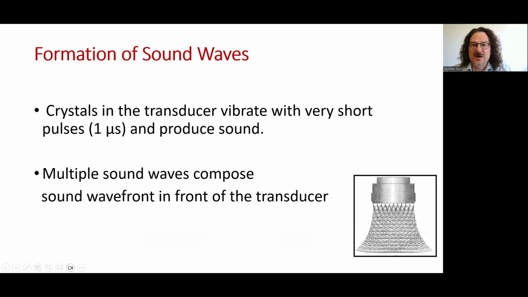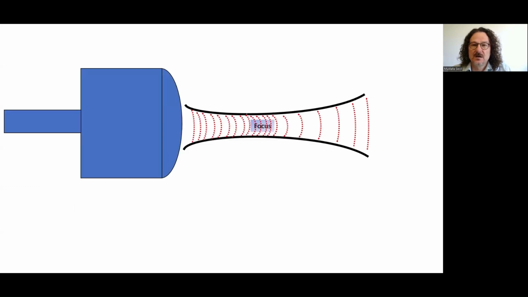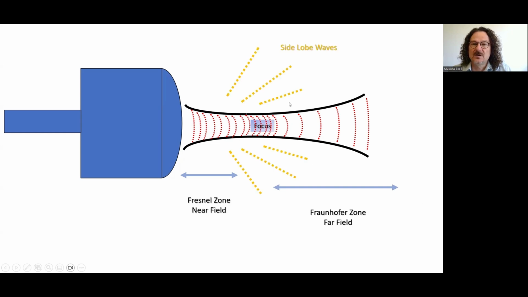Crystals in the transducer vibrate with very short pulses and produce sound. Multiple sound waves compose a sound waveform in front of the transducer. The waveform has a near field, a far field, a focus area, and side lobe waves. This is the focus of the transducer. The area between the transducer and the focus is called the near field, the Fresnel zone, and away is the far field or Fraunhofer zone. On either side, there are side lobe waves.